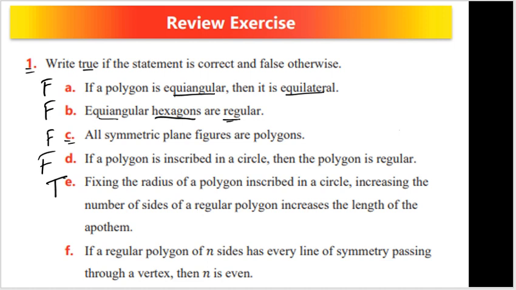okay, what does F say? If a regular polygon of n sides has every line of symmetry passing through a vertex, then n is even, it says. Actually, this is false.